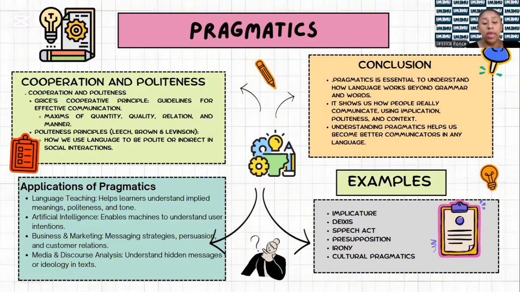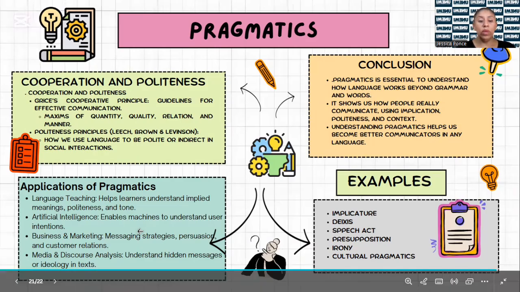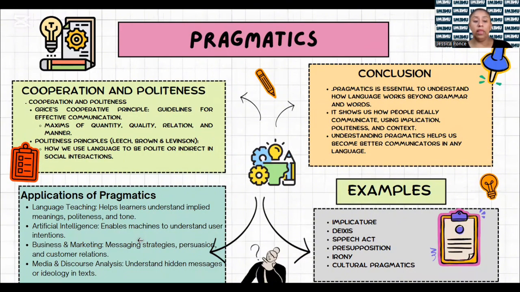The cooperative principle includes the maxims of quantity, quality, relation, and manner, and there is politeness theory by Brown and Levinson, including positive face and negative face. In conclusion, the applications of pragmatics: in language teaching, how learners understand implied meanings, politeness, and tone. Artificial intelligence enables machines to understand user intentions. Business and marketing use message strategies, persuasion, and customer relations. In media discourse analysis, we understand hidden messages and heuristics.